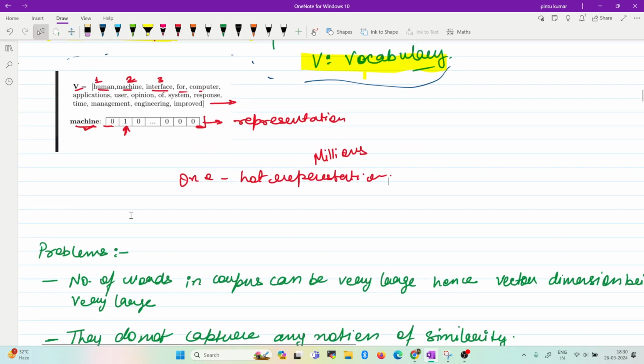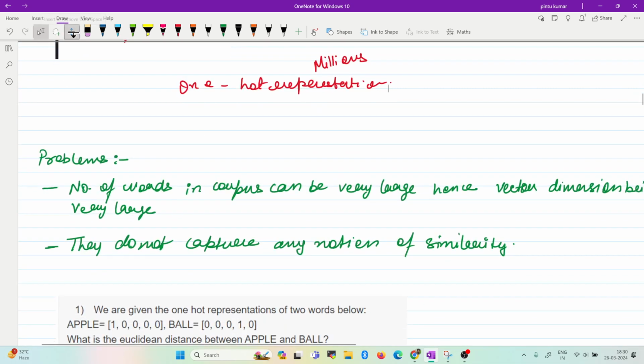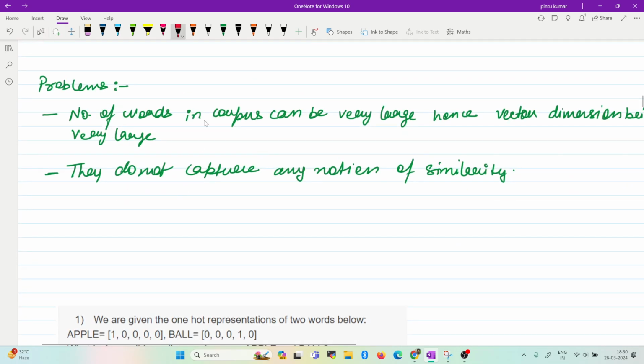And the second problem is that they don't carry any notion of similarity. So what do I mean by that? Let's say there are 3 words: there is a boy, there is a girl, and there is a truck.